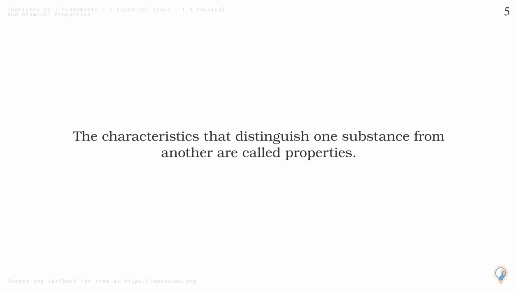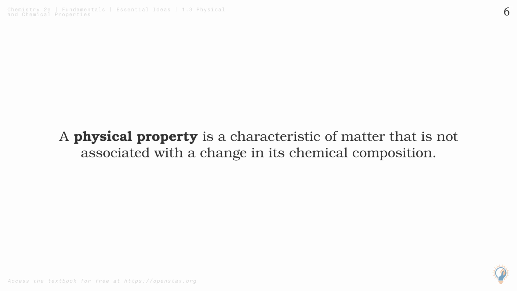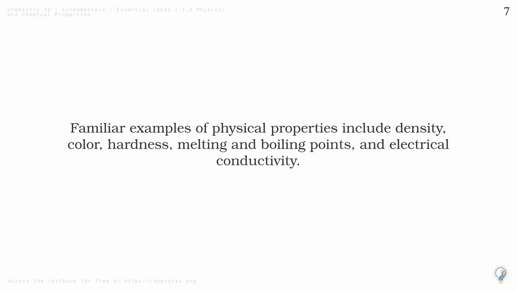The characteristics that distinguish one substance from another are called properties. A physical property is a characteristic of matter that is not associated with a change in its chemical composition. Familiar examples of physical properties include density, color, hardness, melting and boiling points, and electrical conductivity.